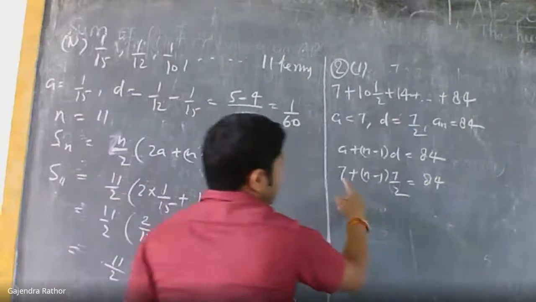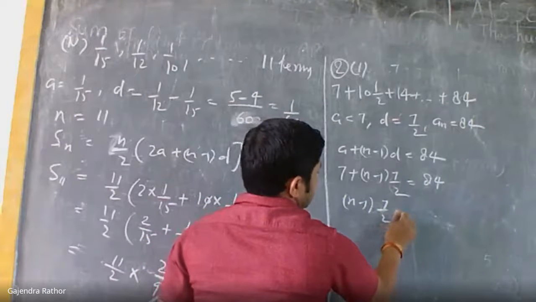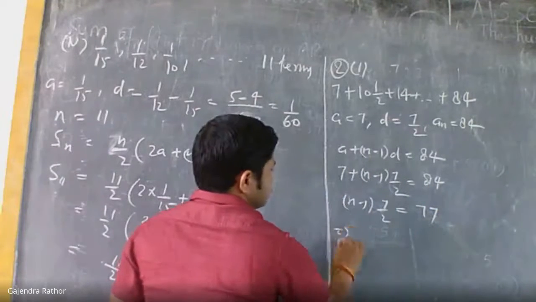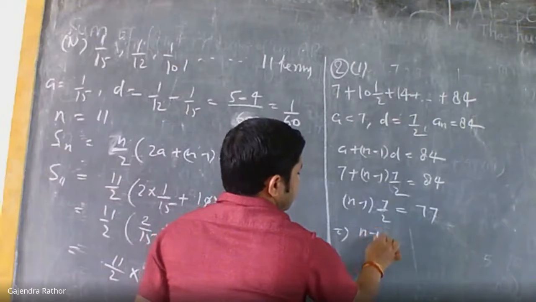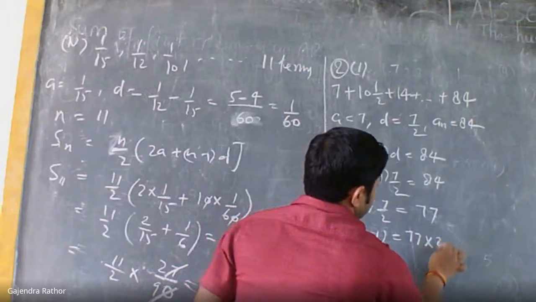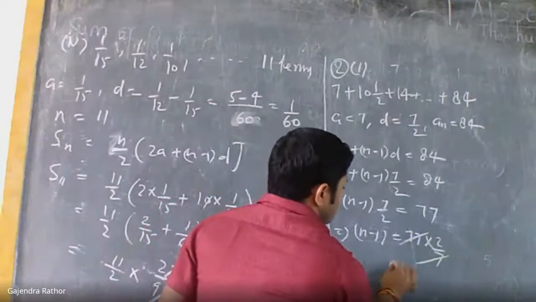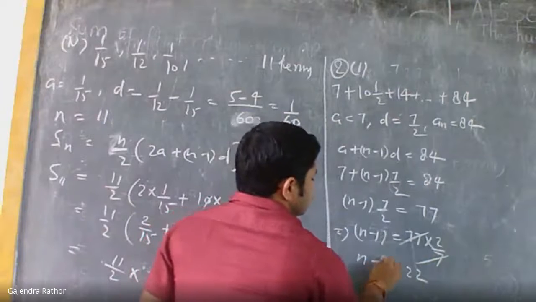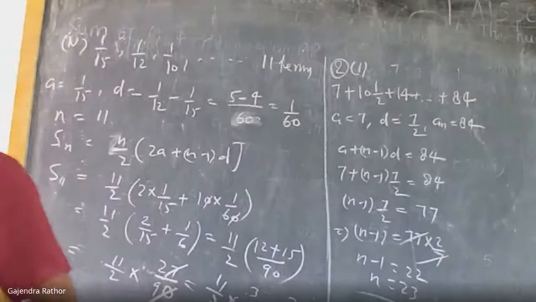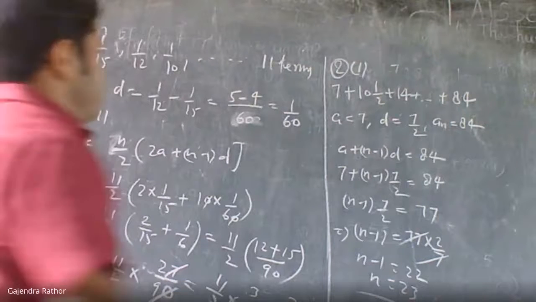Transpose 7 to the RHS. Remaining n minus 1 multiply 7 by 2, 84 minus 7, 77. Now n minus 1, transpose 7 by 2 to the RHS, 77 multiply 2 by 7. 7 and 77 cancel, 11, 11 2s are 22, so n minus 1, n is equal to 23. Yeah, correct answer Manoj, very good. n is equal to 23.